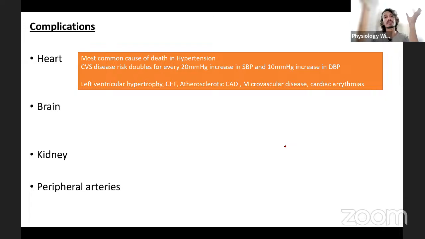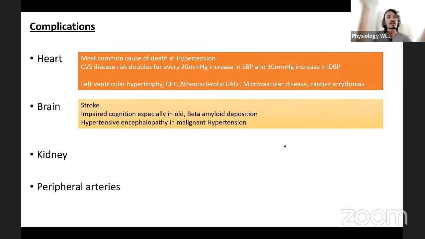Okay, then apart from that, a long-standing complication of hypertension is by itself atherosclerosis. This happening to coronary arteries can result in coronary artery disease, microvascular disease, and even arrhythmias can develop as a result of it. In the brain, very often what we see is stroke happening. As a result of increase in the blood pressure, stroke can happen. People with hypertension tend to have impaired cognition, especially in old age. Beta amyloid deposition is linked to Alzheimer's disease and all that. And in an emergency situation, it can result in hypertensive encephalopathy as well.